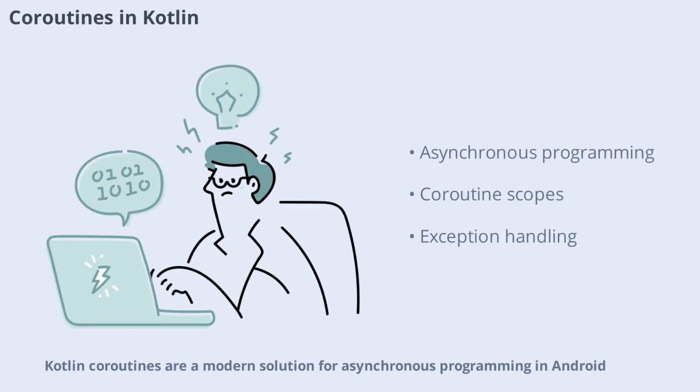Kotlin coroutines are a modern solution for asynchronous programming in Android. They simplify background tasks, making code easier to read and maintain. Interviewers may ask about coroutine scopes, dispatchers, and exception handling. Understanding how to launch coroutines, switch contexts, and manage structured concurrency is key to writing efficient Android apps.